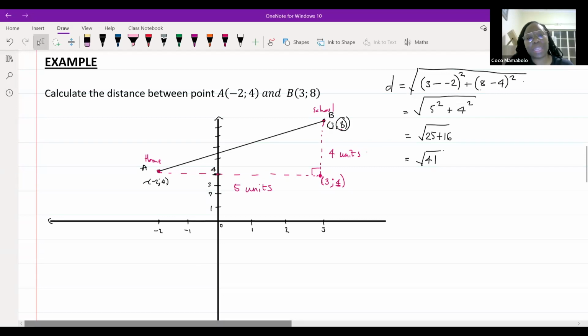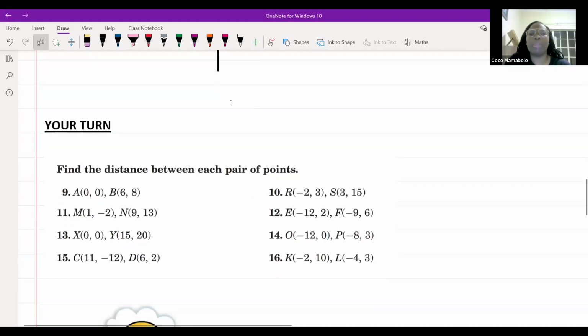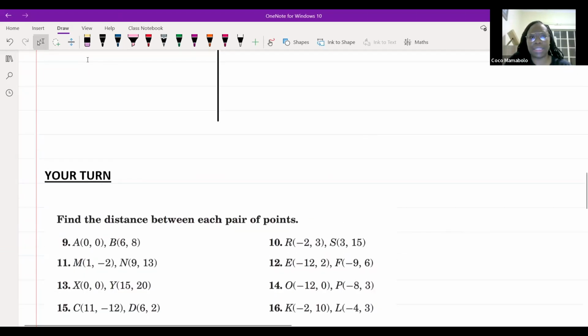Okay, shall I give you an example? Do you guys want to try an example of your own? Yes? I'm going to make it an easy one. Let's do this one over here. Let's do number 9.